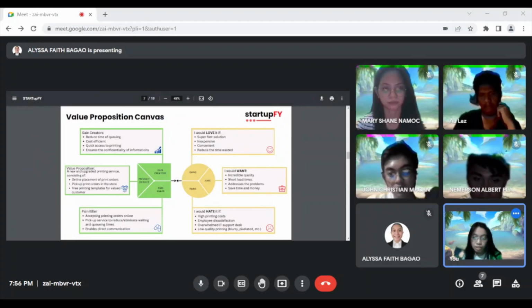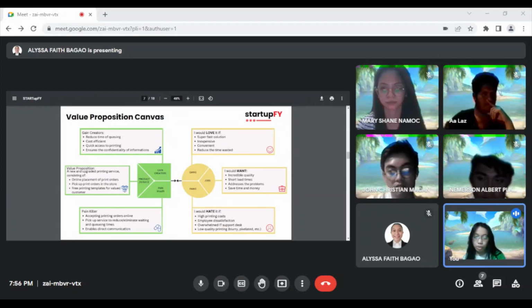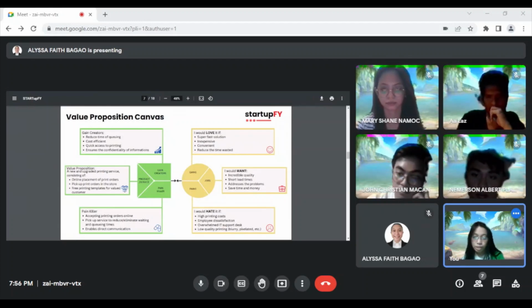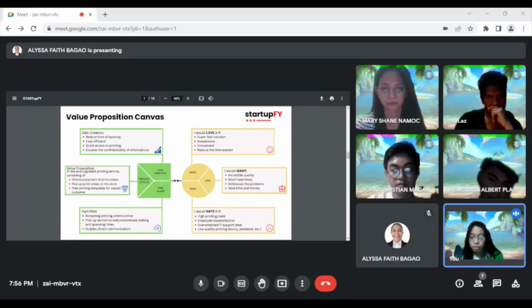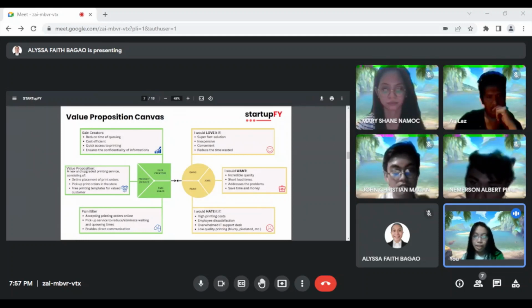Because of this, we have the gain creators. There will be reduced time of queuing and a quick access to printing. It is also cost efficient and the business works to protect the confidentiality of the information. Now to showcase our business plan using a lean canvas, it will be shown in the next slide.